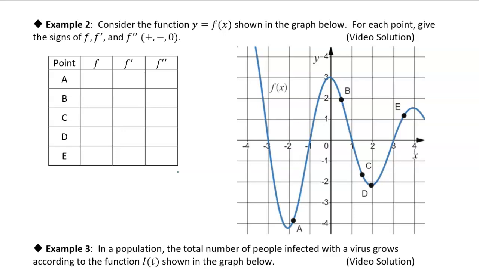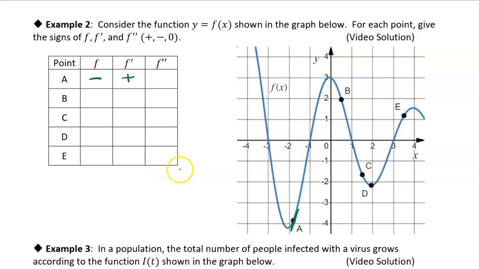So let's just take it point by point. All right. Let's look at point A. Point A is below the x-axis, right? So the value of the function is negative. Y is equal to f of x and y is negative, so it's negative at that point. Now, the first derivative of the function tells us whether it's increasing or decreasing. It's the slope of the tangent line. So if I were to draw a little tangent line at that point, you can see that it has a positive slope, right? So it's increasing. The slope of the tangent line is positive.